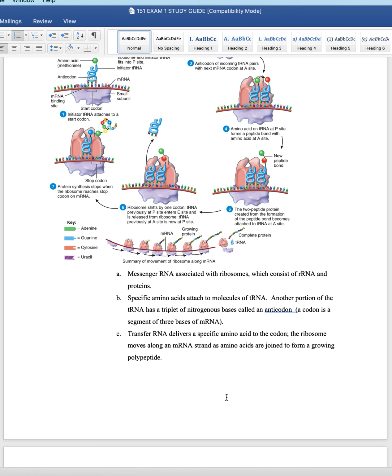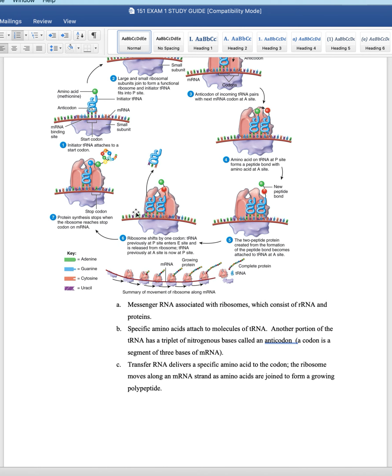Okay, so again, what do we need for this to work? We need the mRNA. We need the small and the large ribosomal subunits. We need the tRNA with the anticodon regions that are going to bind to each of them. And then, of course, the tRNA is also going to need the amino acids to be able to create that polypeptide chain.